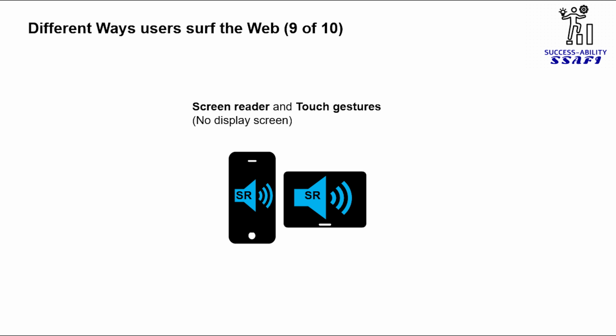The ninth group of web users utilize their devices' screen readers with touch gestures. These individuals are often blind and cannot use their display screens. Or it could be sighted people who, for privacy reasons, turn off their screens using the screen curtain feature. These individuals interact with their web pages using touch gestures and the screen readers only.